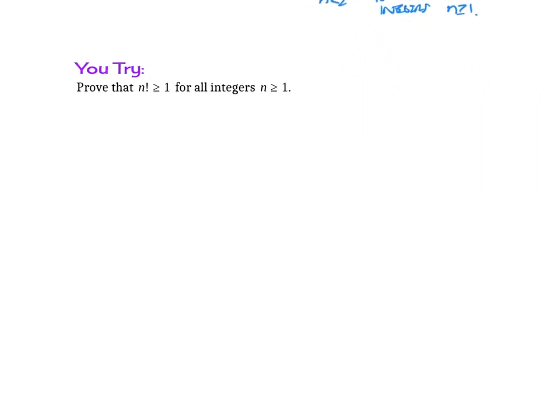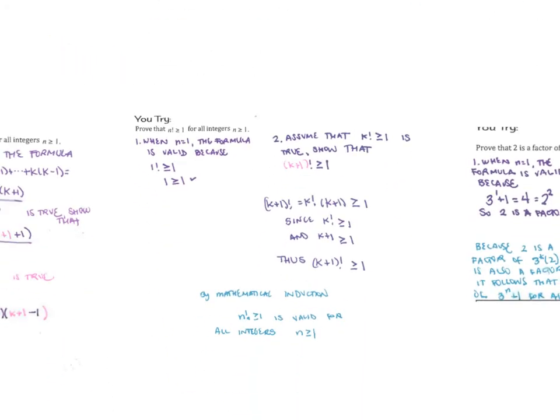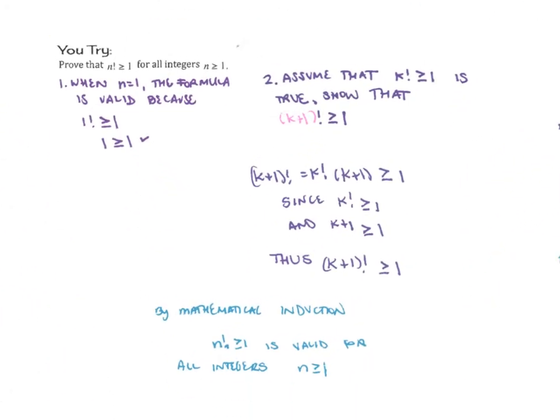Okay, now we're going to prove that n factorial is greater than or equal to 1 for all integers n greater than or equal to 1. So looking at this one, when you plug in n equals 1, the formula is valid because 1 factorial is greater than or equal to 1. So 1 is greater than or equal to 1. We're going to assume that k factorial is greater than or equal to 1. We're going to assume that is true. So show that k plus 1 factorial is greater than or equal to 1.